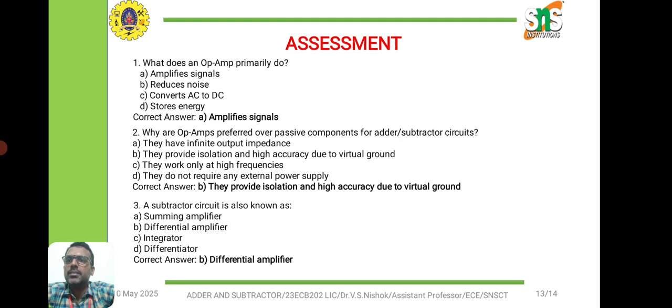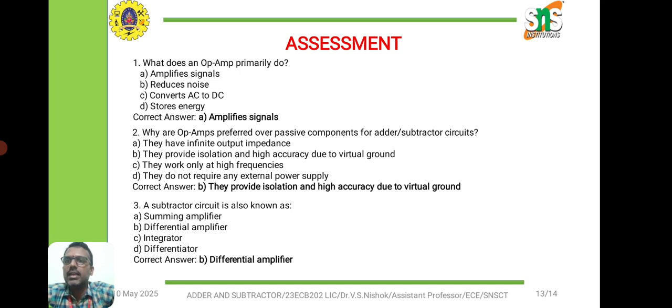That's all about the topic adder and subtractor. In this topic we have seen the introduction to the operational amplifier, why we are designing these circuits, the summing amplifier and differential amplifier circuits using the operational amplifier, and what the applications are. Now we are going to see the assessment.